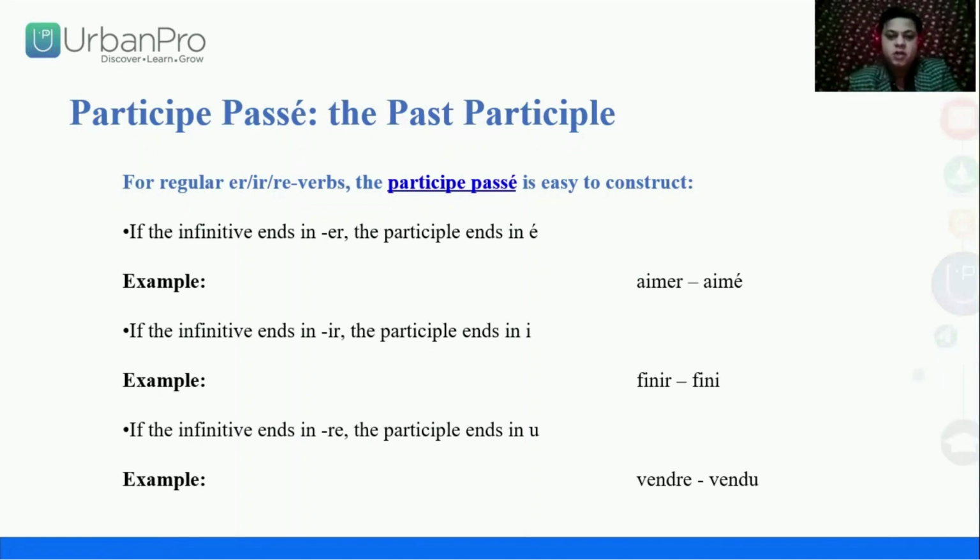I'm again recapping: for ER verbs we remove R and on the E we put l'accent aigu. In IR verbs we remove R and the rest is the PPF. In RE verbs we remove RE and we put U. In this way, we can make the PPF. So we wanted two things: the avoir conjugation, which we have learned, and the PPF, which has now been made. Now by joining these two, we'll make the passé composé.